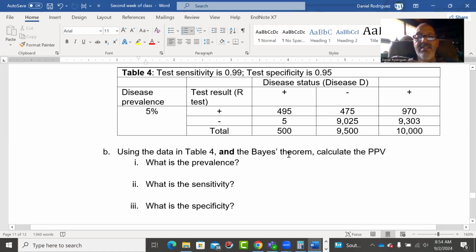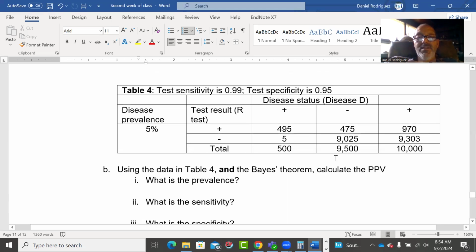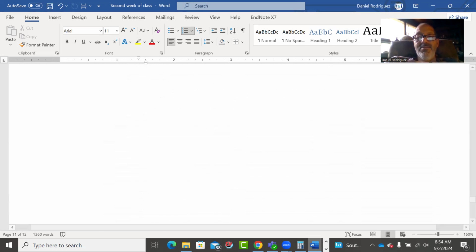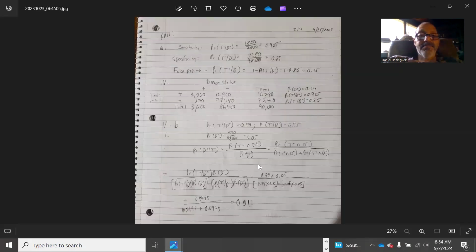That's everything we need. Now we want to calculate the PPV. It says using Bayes' theorem, calculate the PPV. So we need sensitivity, specificity, and prevalence. And we have all those data. So let's put this together and complete this example. The probability of testing positive given one is disease positive is 0.99. The specificity is 0.95. The prevalence is 0.05. So we're going to plug this into our equation.